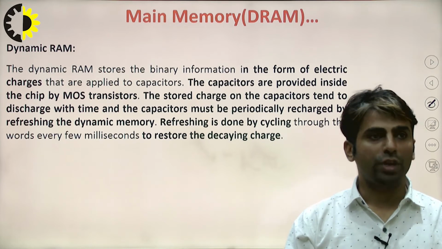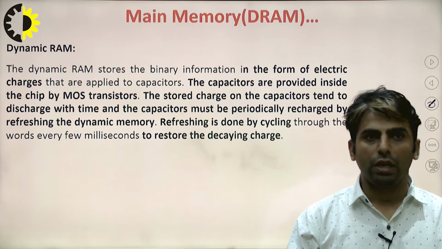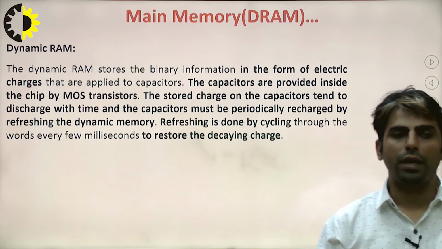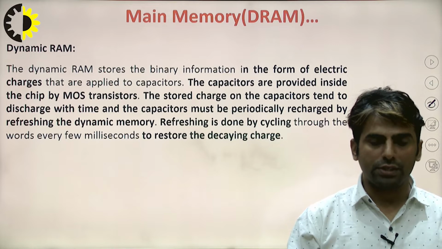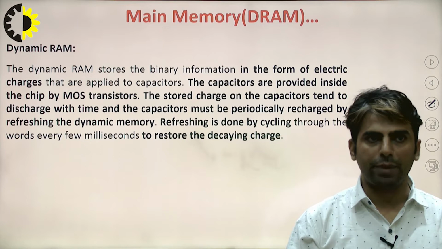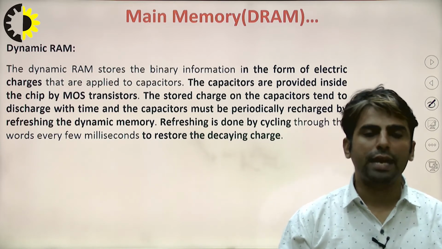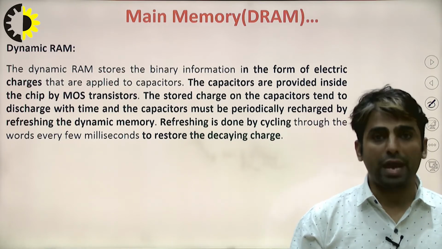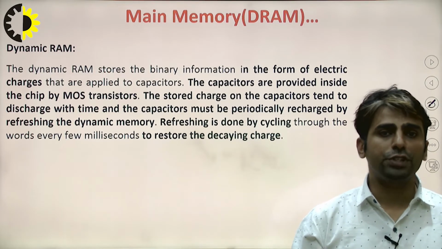Now we understand what is dynamic RAM. Dynamic RAM basically consists of capacitors that store the electronic charge. The capacitors are provided inside the chip by MOS transistors. The stored charge on the capacitors tends to discharge with time, and capacitors must be periodically recharged by refreshing the dynamic memory. So we should understand that dynamic memory uses capacitors that store the charge, and there is a leakage of the charge over a period of time.